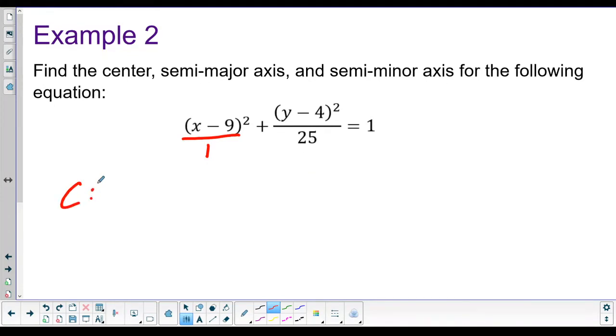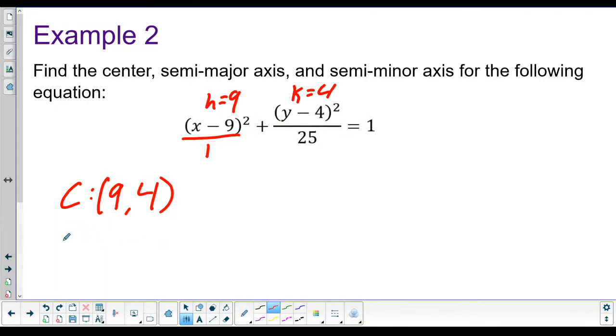So our center, here's x. So that means this thing's h, but we have to change the sign. So this is +9. So we're at 9. Here's k. It's inside an operation. Change the sign. k is 4. So our ellipse is going to be at (9, 4). That's the center of our ellipse.